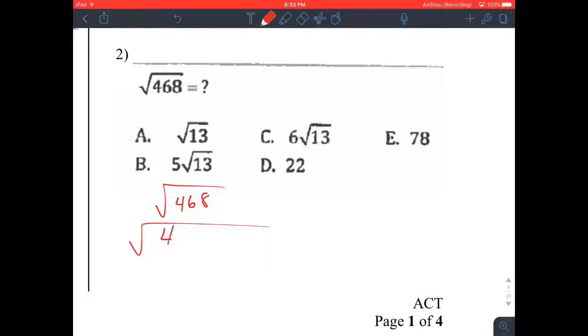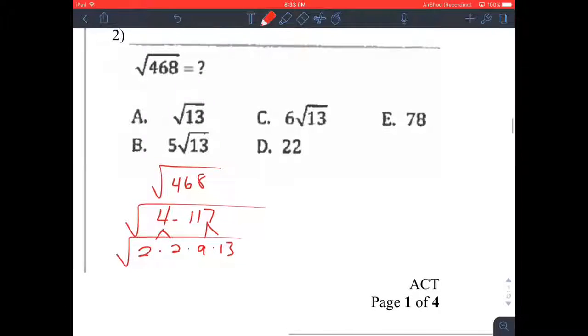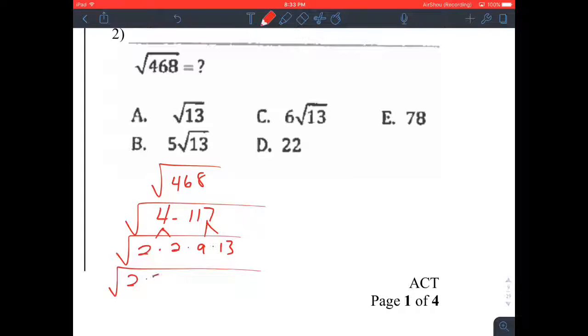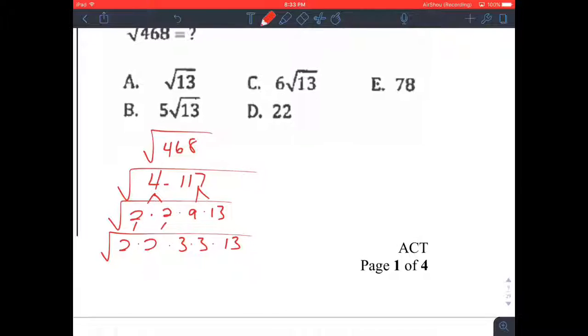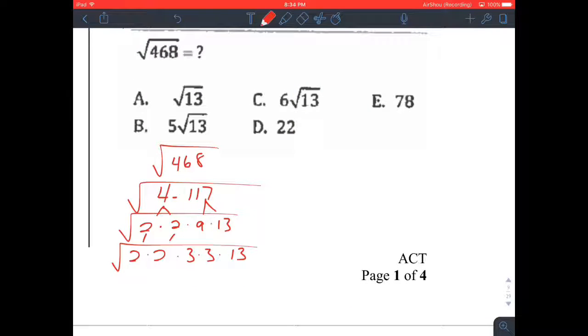468 breaks down to 4 times 117. 4 breaks down to 2 times 2. 117 breaks down to 9 and 13. 2 is prime, 9 breaks down to 3 times 3, and 13 is prime. Once you have all prime numbers, and you're trying to figure out what this simplifies to, you circle pairs of the same number. The reason it's pairs, this is a square root. If this was asking for a fourth root, you would need a group of 4 of the same number.